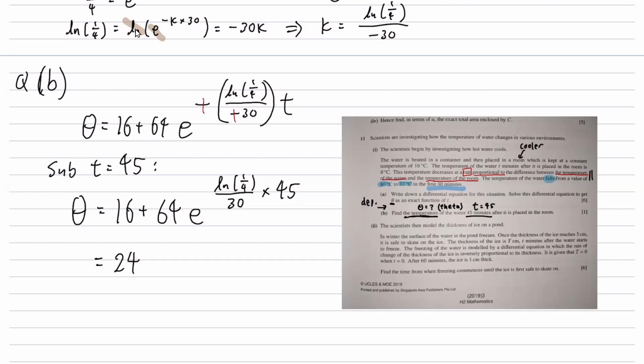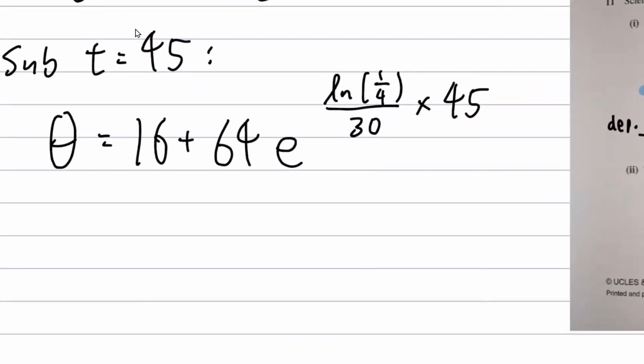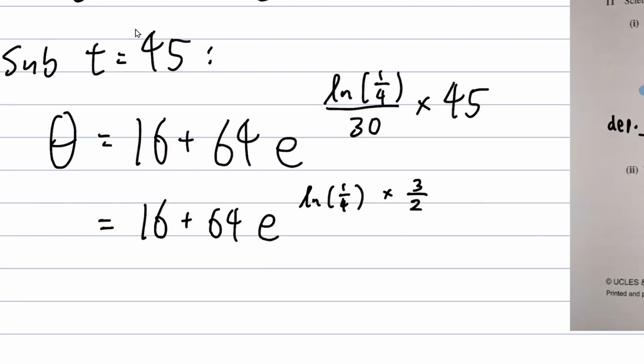Do you want me to show you how to get this exact answer manually? Okay, I'll do that. Don't need to. This one just 1 mark. Oh, okay. Just extra only. Okay, 45 over 30 is what? 3 over 2, right? 1.5. So ln 1/4 times 3 over 2.